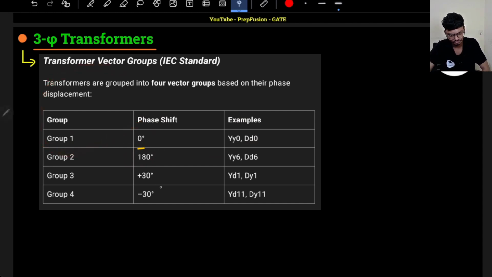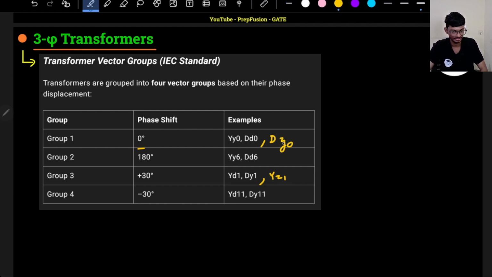So here I will have Yd1, Dy1, and Yz1 will also be there, and here as well Yy0, Dd0 and Dz0 is also there.